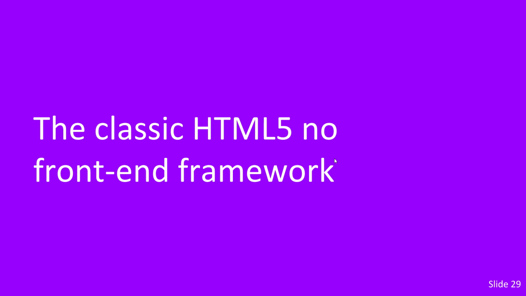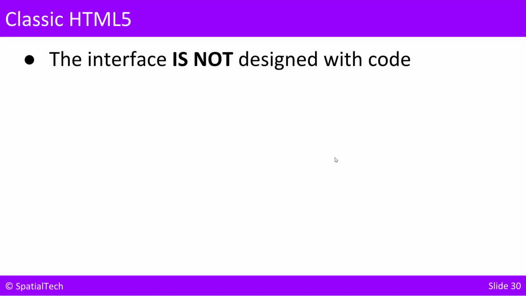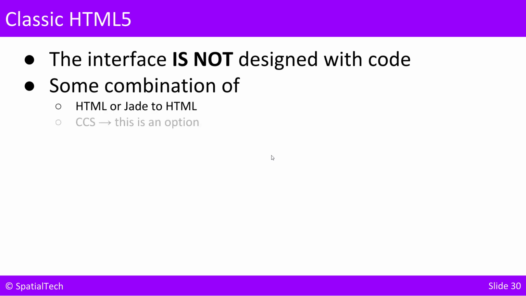And then there's the classic HTML5, no front end framework on this, and so the interface is not designed with code, so it's not done in JavaScript. So we're talking HTML5. One of the big lies I told you about in 7.132 is that the big thing is HTML5. Well, it's not. The big thing is cascading style sheets and JavaScript. Two other languages. So the interface is usually spec'd out in some combination of HTML, or as we saw in Node, Jade, which gets converted to HTML.